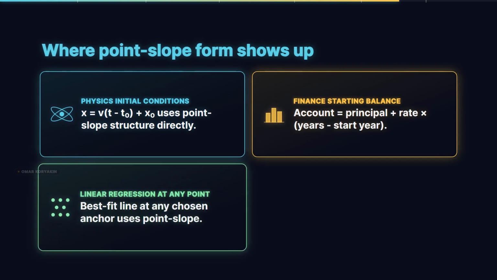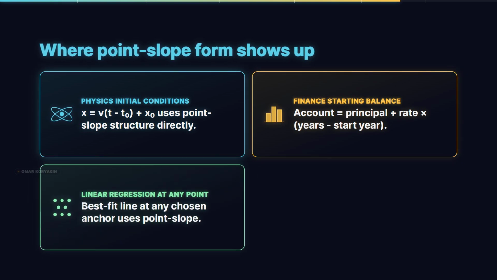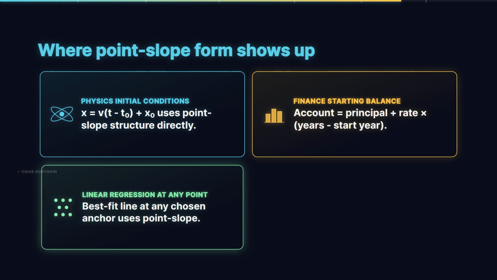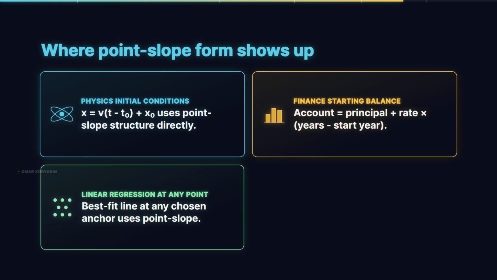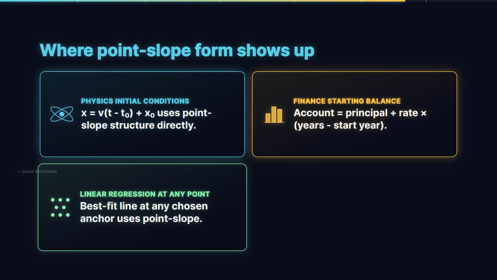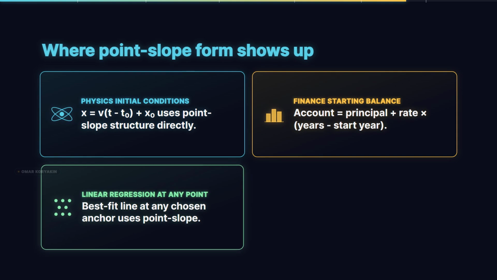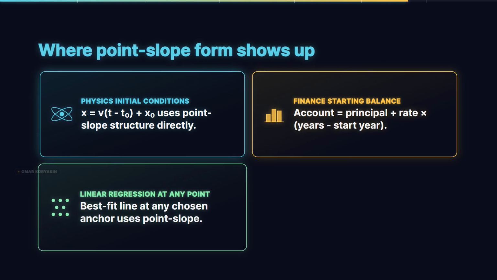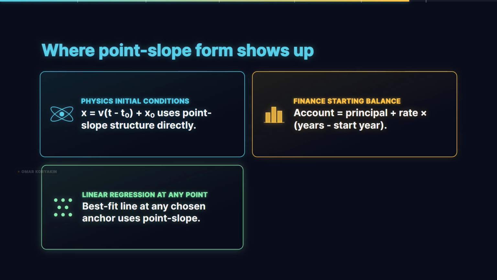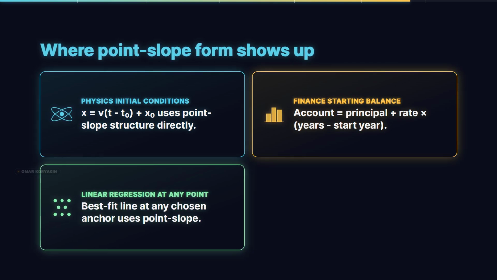In linear regression in statistics, the best fit line can be expressed in point-slope form using any chosen anchor point, often the centroid of the data, which has the average x and average y as its coordinates. The point-slope expression is sometimes more interpretable than the slope-intercept expression because the anchor coordinates have natural meaning relative to the data center.